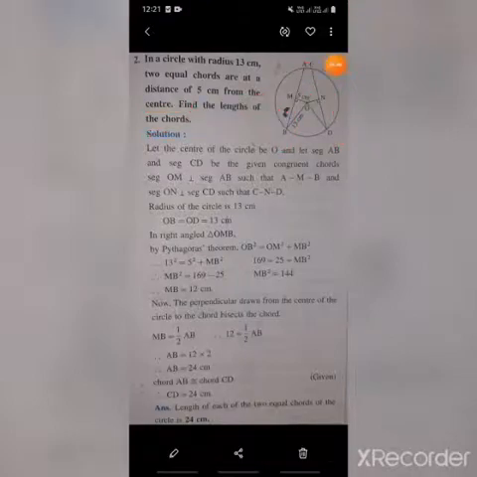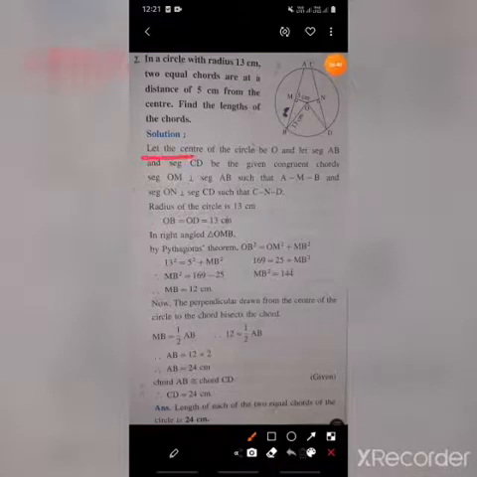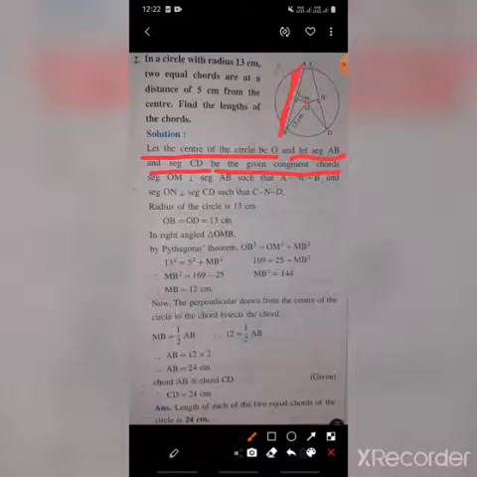Okay, so how will we find? Let the center of the circle be O. Let segment AB and segment CD be the given congruent chords. These are the congruent chords. These are similar to each other.